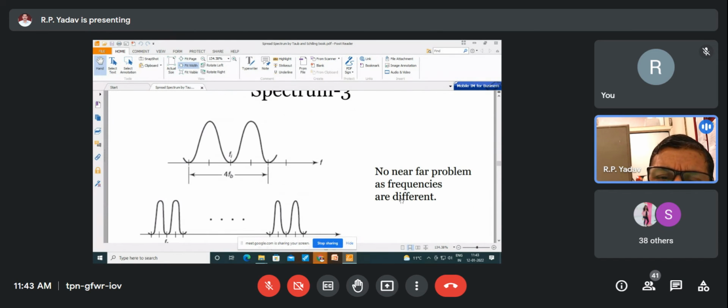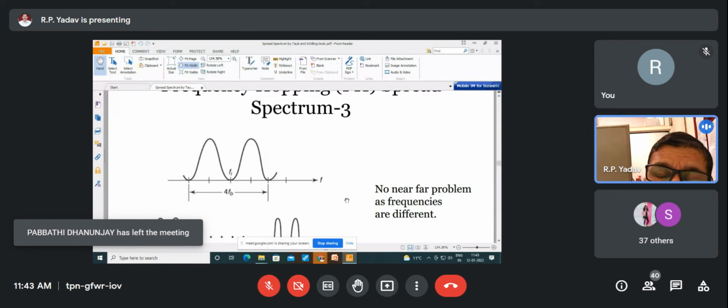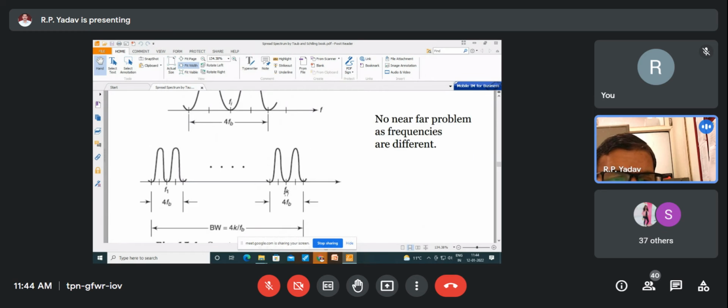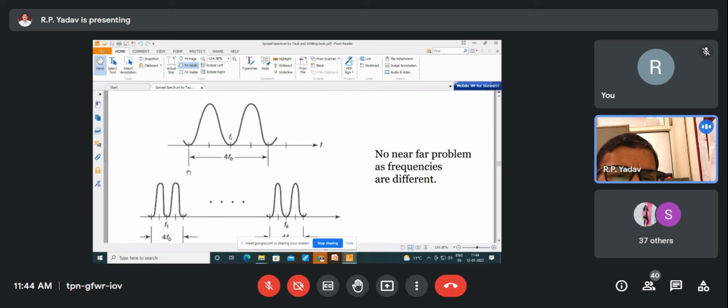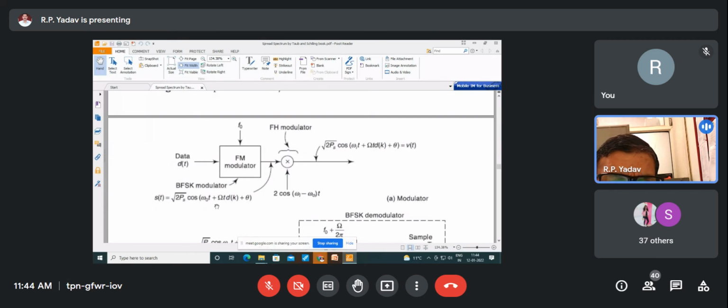Now, no near-far problem is there in a frequency hopped spread spectrum system, which was there in direct sequence spread spectrum. So there is no near-far problem, as the frequencies are different. Obviously, you are making use of different frequencies. That I think we have already explained. 2Δf_b is the minimum bandwidth requirement for transmitting one bit in BFSK. So this is one, this is another one. So that's a spectrum you can calculate. And this is what a system will look like.